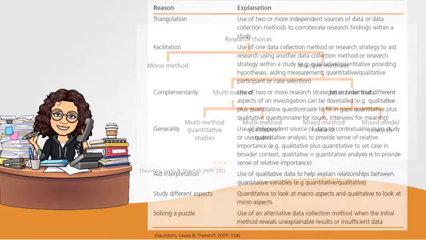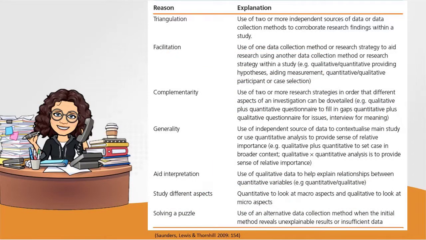There might be various reasons for doing this. You can look at the screen for a summary. You may want to use 2 methods so that one can strengthen the other or corroborate the other, or improve validity and reliability. This is called methodological triangulation.